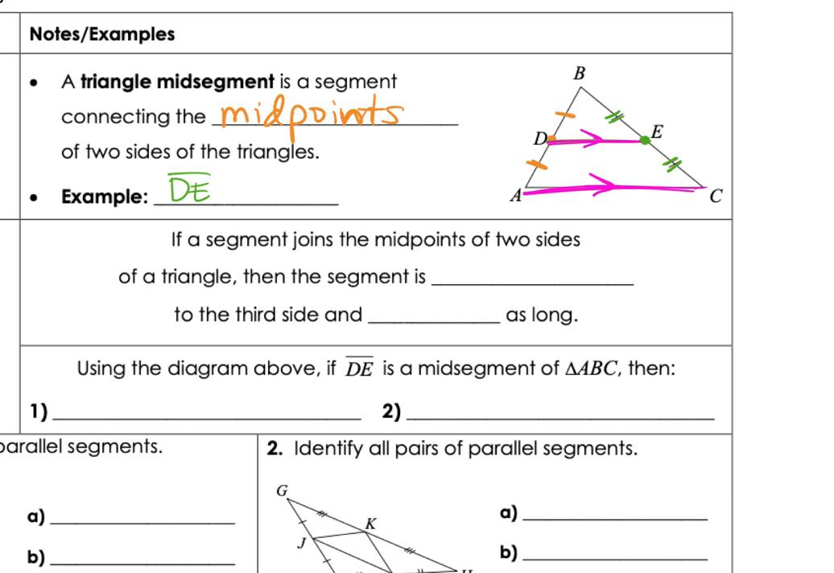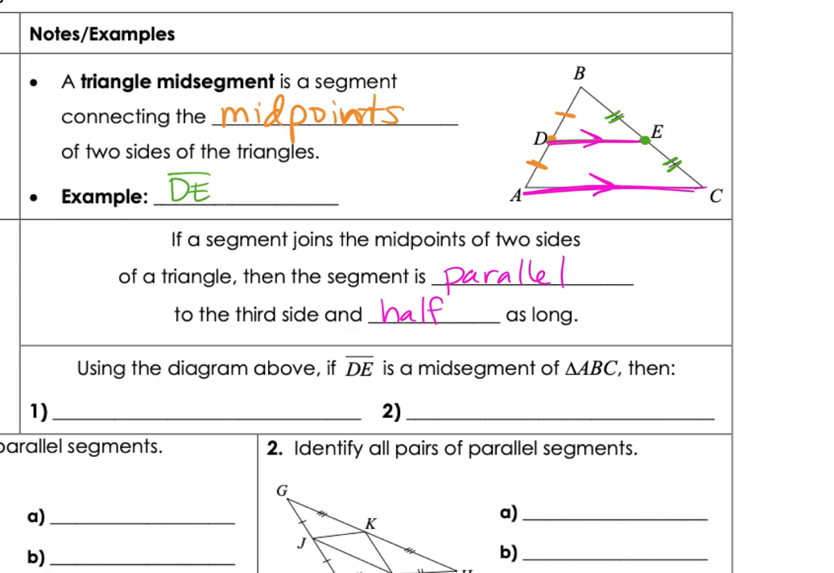Any guesses how the length of DE relates to the length of AC? Half. Yep. So whenever you draw a mid-segment in a triangle, it will always be half of the length of that parallel side to it. So here's what it says. If a segment joins the midpoints of two sides of a triangle, then the segment is parallel to the third side and half as long.